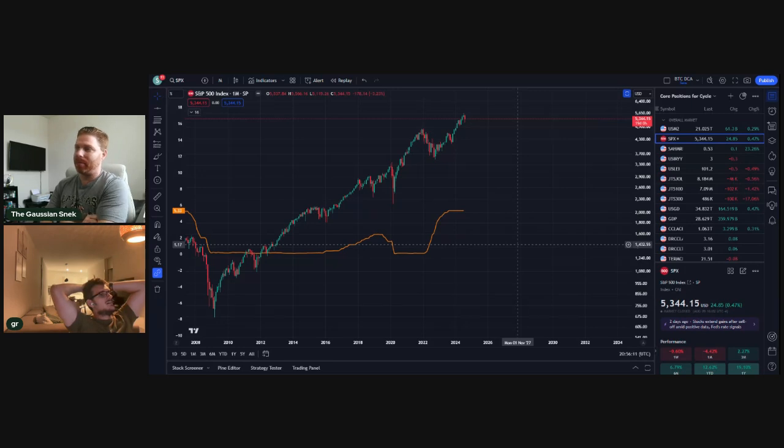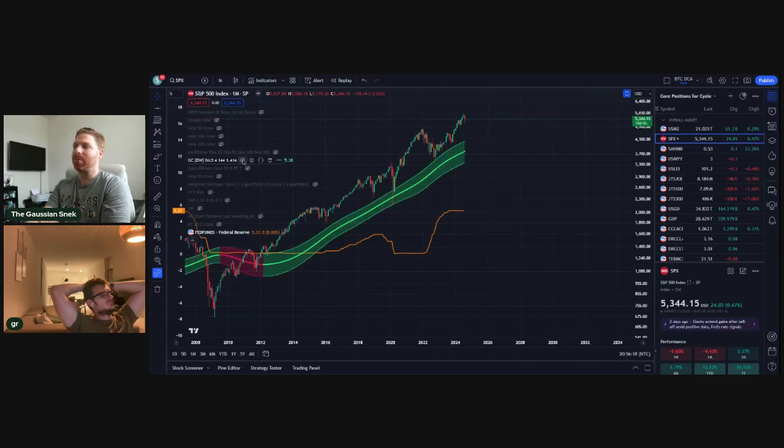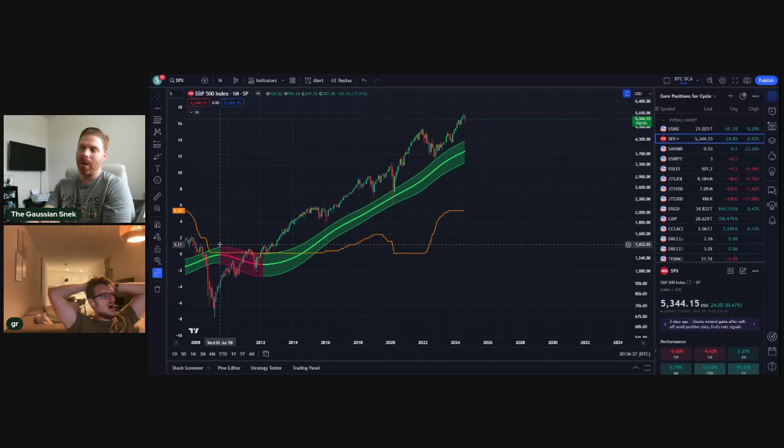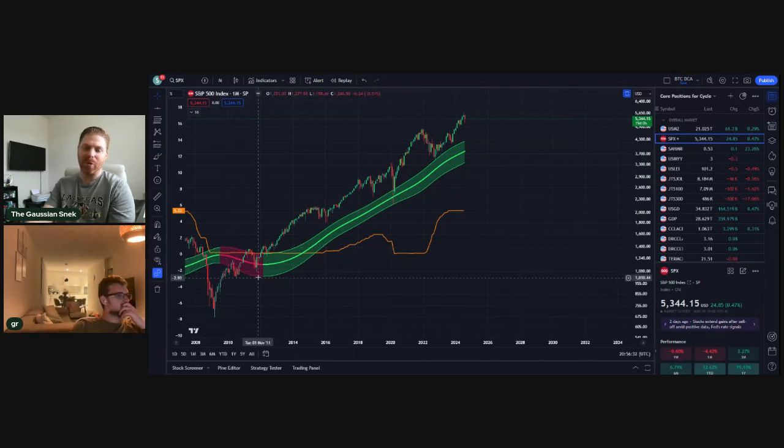But who knows? I'll look at the Gaussian channel to get an idea of the prevailing market momentum. And the Gaussian channel doesn't flip red on the monthly time frame very often. Now remember, this is lagging. It's based off of the simple moving averages, the SMAs. So when you see the Gaussian channel red, it's because of what's happened before, not what's happening now, right? A lot of people don't understand that.